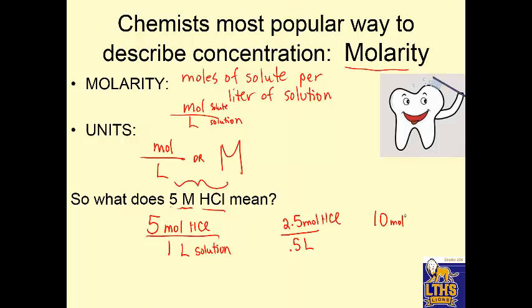10 moles of HCl would have to be in 2 liters of solution in order for the solution to be 5 molar. 5 molar means 5 moles for every 1 liter, but if we don't have 1 liter, the ratio still has to come out to be 5. Okay? Still has to come out to be 5 moles for every 1 liter.